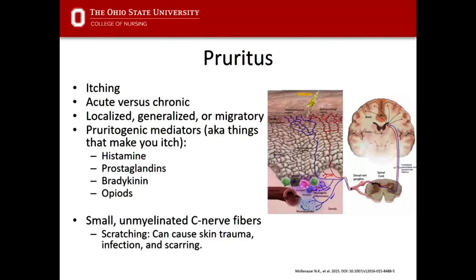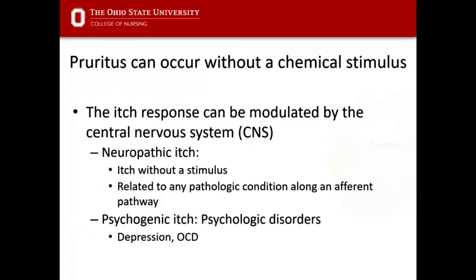And I'll tell you this, as I am talking about this, I feel like everything on me is itching right now, which leads me into the next slide: itching can occur without a chemical stimulus. The itch response is modulated by the central nervous system, so you can have the sensation of an itch without a stimulus, which is considered a neuropathic itch.